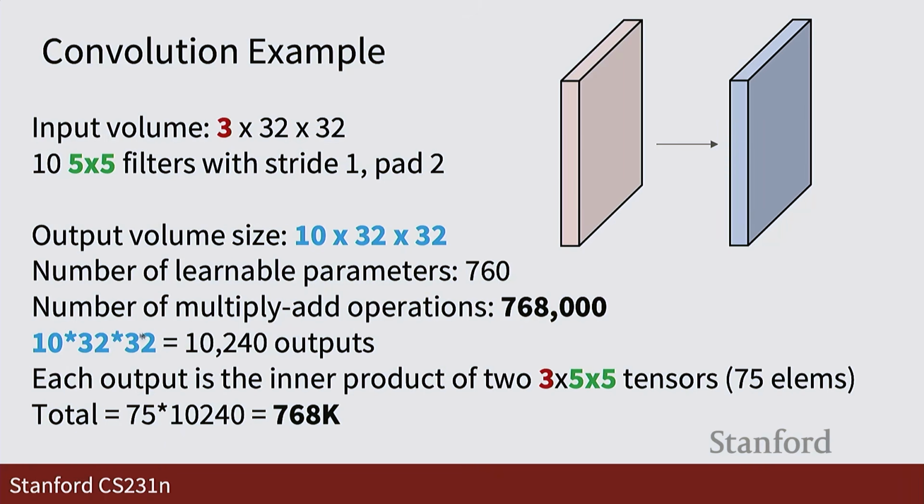But in this case, the way that I think about computing how many flops, how much compute a convolution operator takes, we think about what the output volume size is, 10 by 32 by 32. And we know that each entry in that output volume was computed via a dot product, in particular between one of our filters and a chunk of our input. So we know the total flops because the number of outputs is 10 by 32 by 32, which is about 10,000. And then each of those outputs is computed via a dot product of a 3 by 5 by 5 filter and a 3 by 5 by 5 chunk of the image. So that's 75 elements. Multiplying those together, it takes about 768,000 floating point multiply add operations.